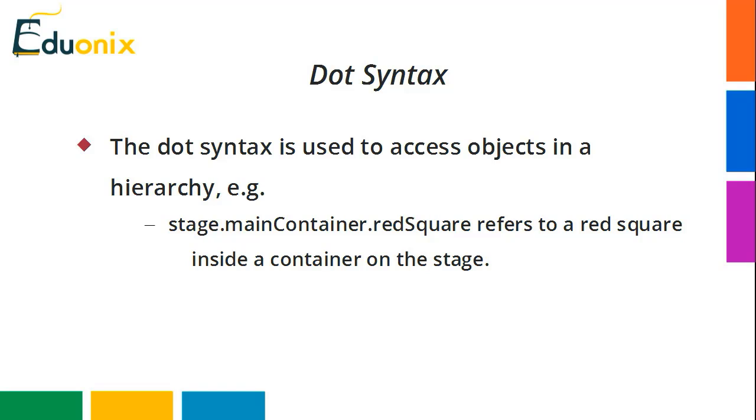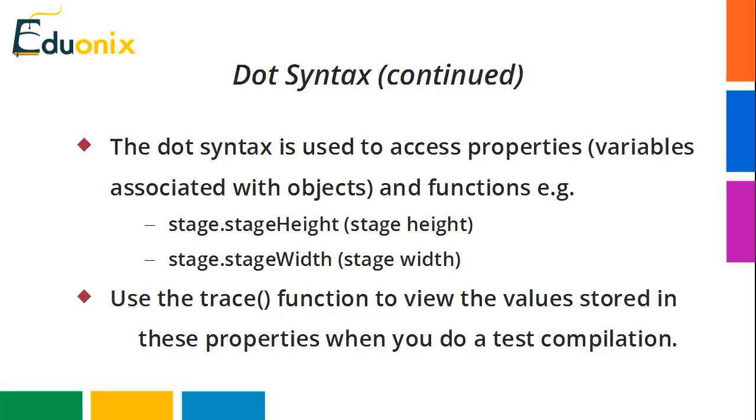And for example, if you had a main container and a red square inside that hierarchy, then you could locate your red square by using this dot syntax. Stage.mainContainer.redSquare refers to a red square inside a container inside the stage. And there's more with dot syntax.